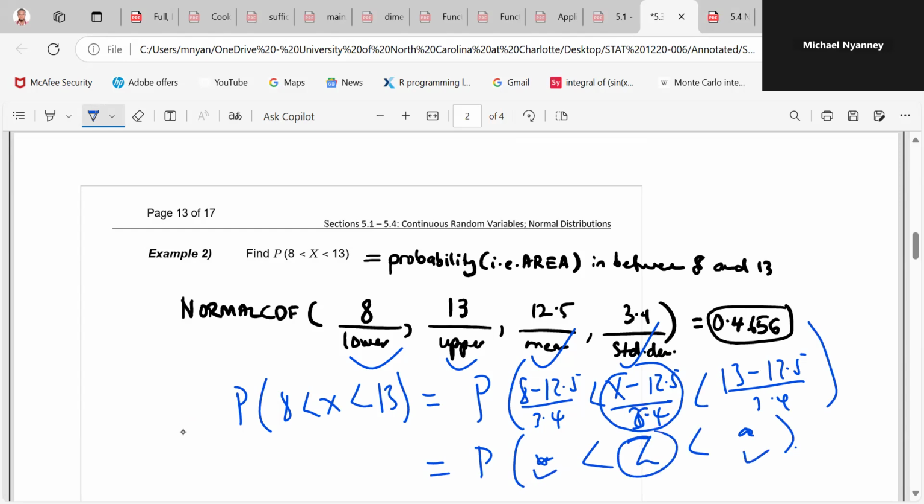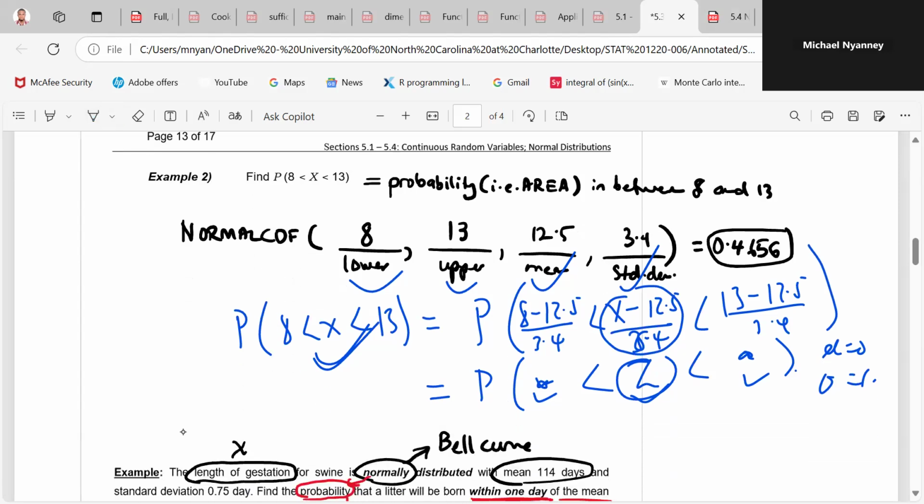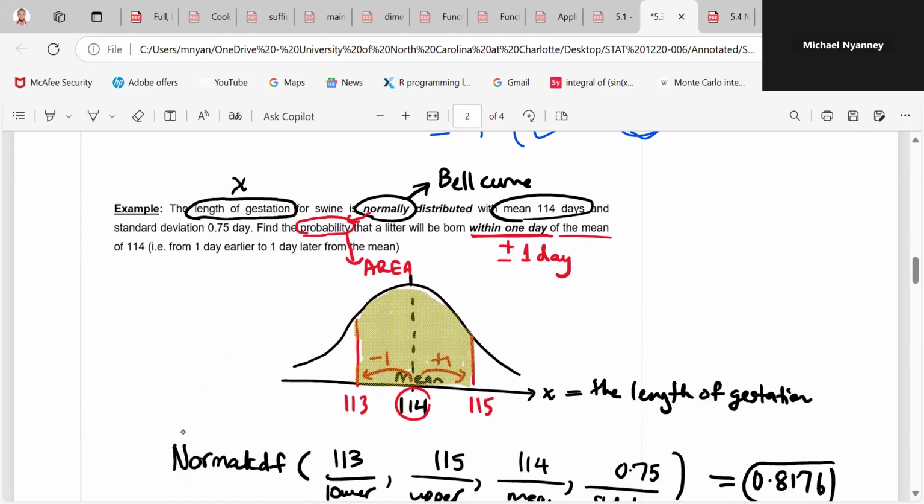But note that now Z has a mean of what? 0. The mean will be 0 and sigma will be 1. Okay, you're going to get the same answer as you get here. But in case you don't want to convert it to Z, then you can use this value here and maintain the mean and the standard deviation for our S. Okay, using the calculator. All right, so let's check.